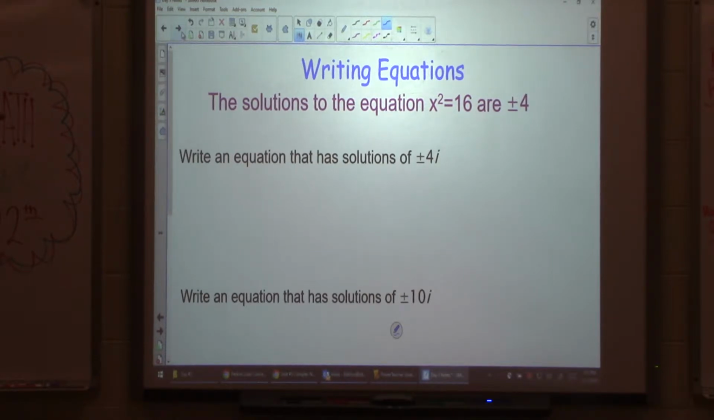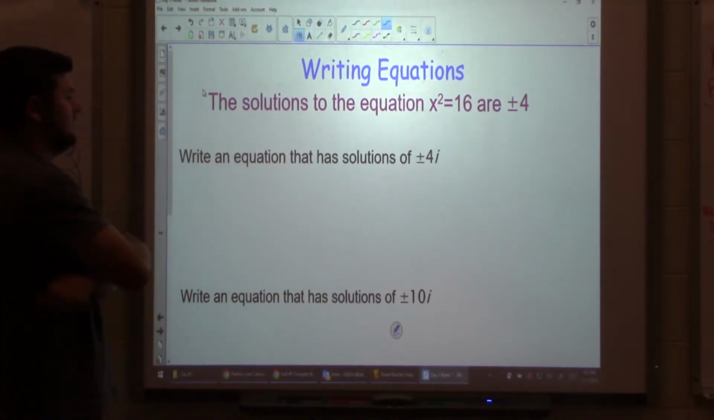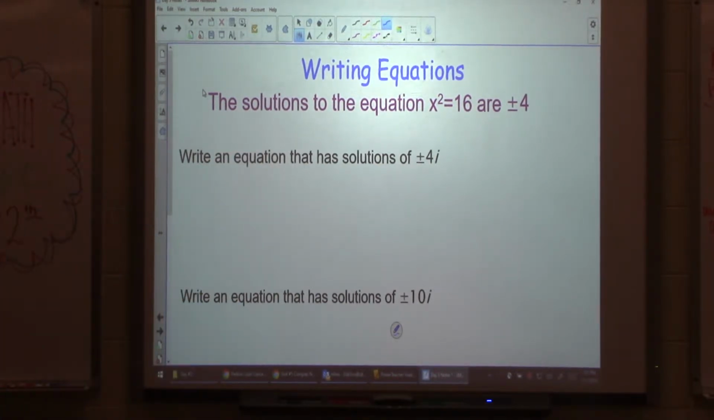Okay, so solutions of the equation x squared equals 16 are positive and negative 4, right? We all know that. We're just solving. Well, write an equation that has solutions of positive and negative 4i. What does that even mean?